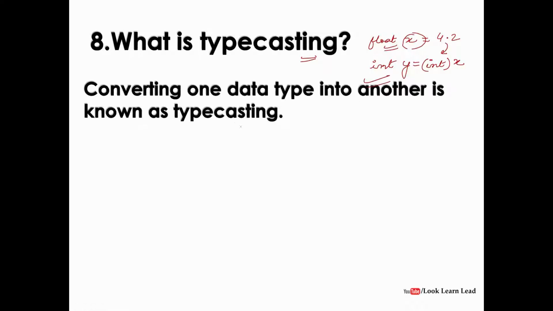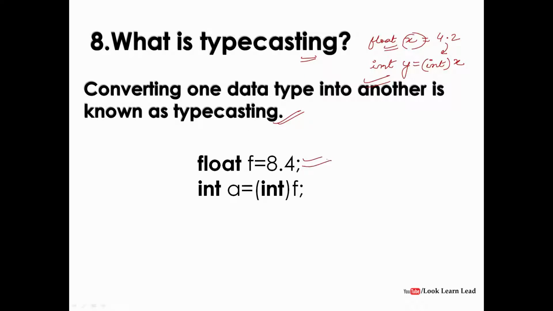Let's see an example. Converting one data type to another. Here we are converting float to int. It's called typecasting. Example, we have float f equal to 8.4. We want to store this f into a, so we need to typecast it into integer. The value of a would be 8, not 8.4, because it has been typecasted to an integer. So the floating point value is truncated. Let's move to the next question.